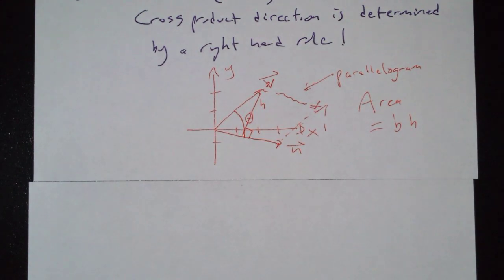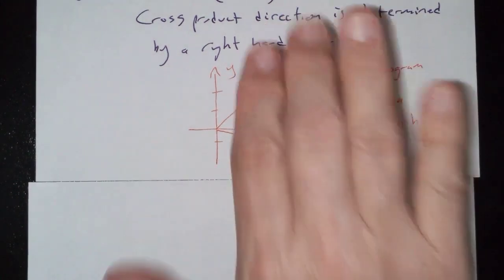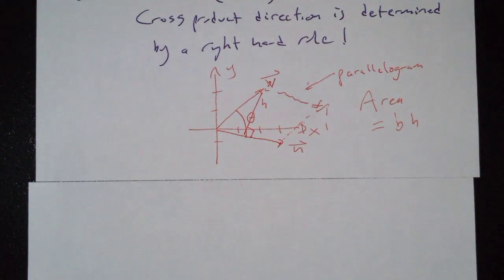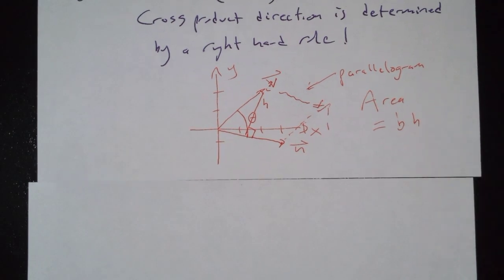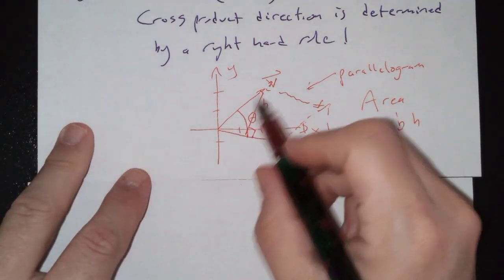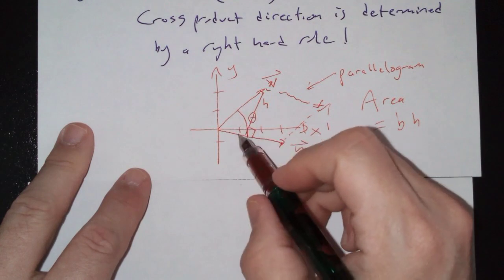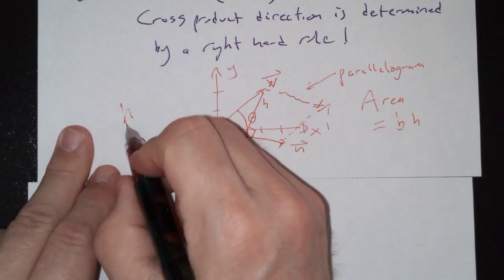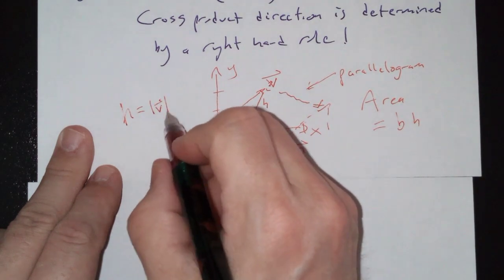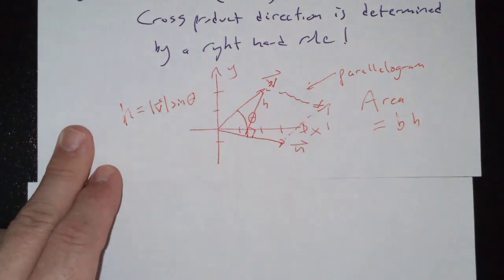Wait a minute. I've got a little baby right triangle right here. And I go back to my trig like I did on Friday. I say, oh, the height of that is the length of the hypotenuse times the sine of the angle, because the sine would be h over the length of v. So the height here is given by this vector times the sine of this angle. H equals length of v times sine of theta.